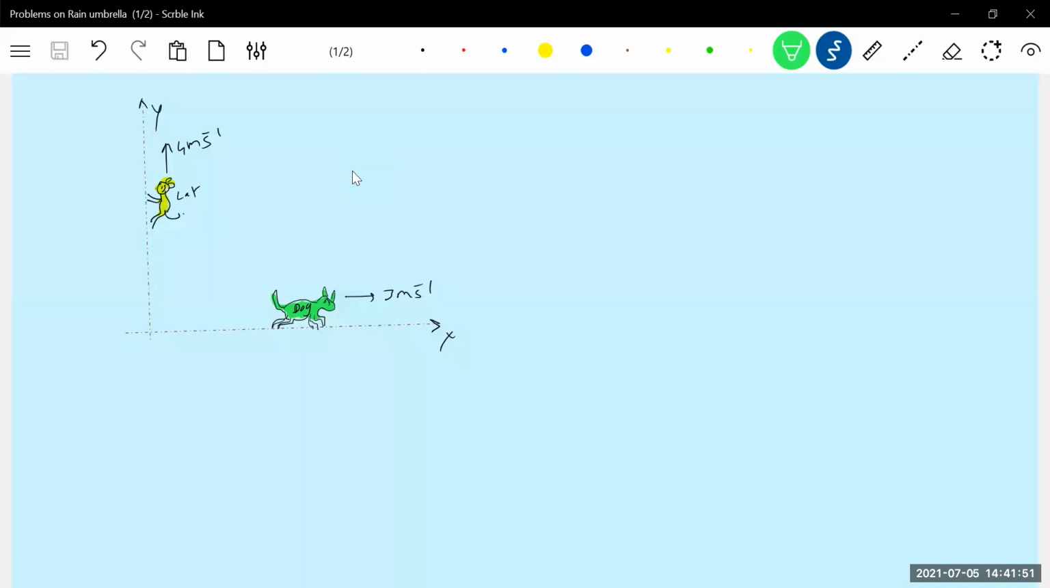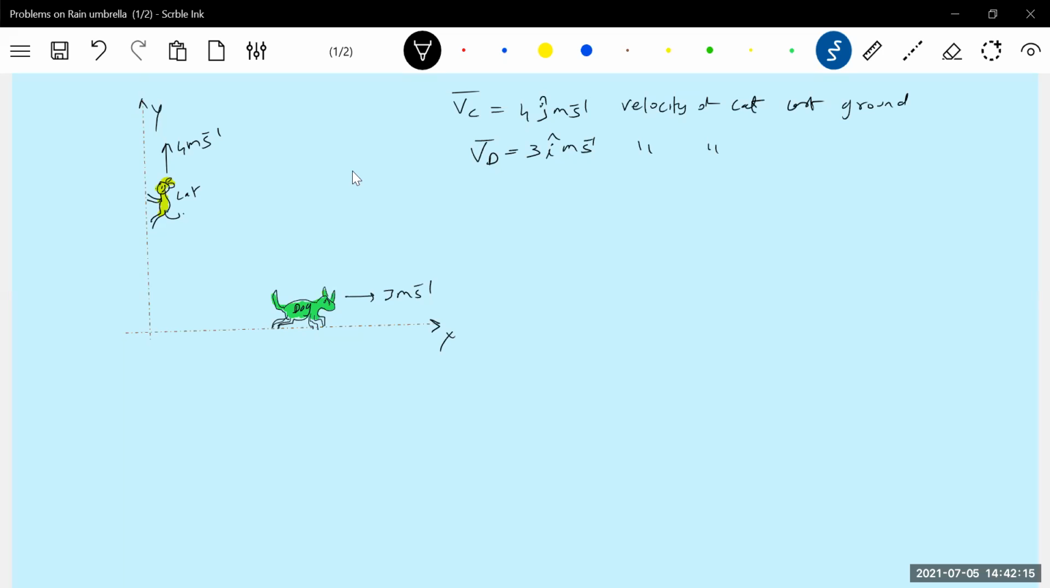So now what is the velocity of cat? It is equal to 4 j cap meter per second. Velocity of dog is equal to 3 i cap meter per second. So what are these? Velocity of cat with respect to ground. Similarly, velocity of dog with respect to ground.